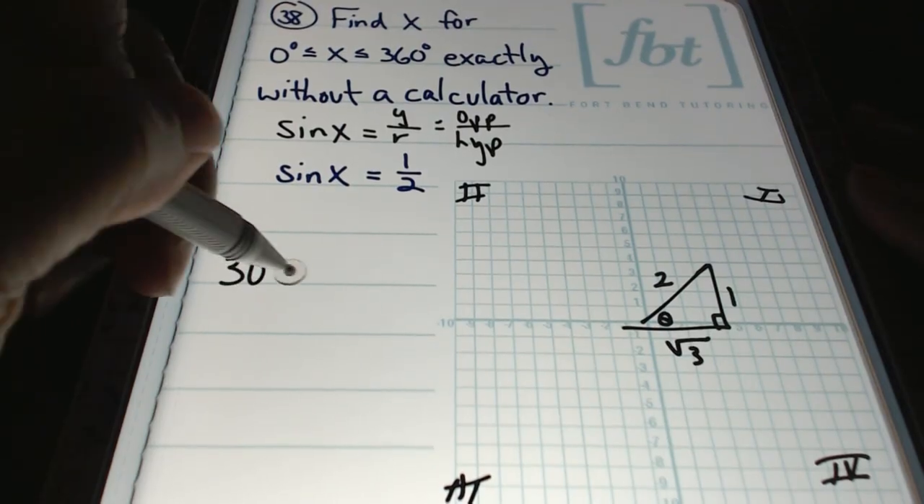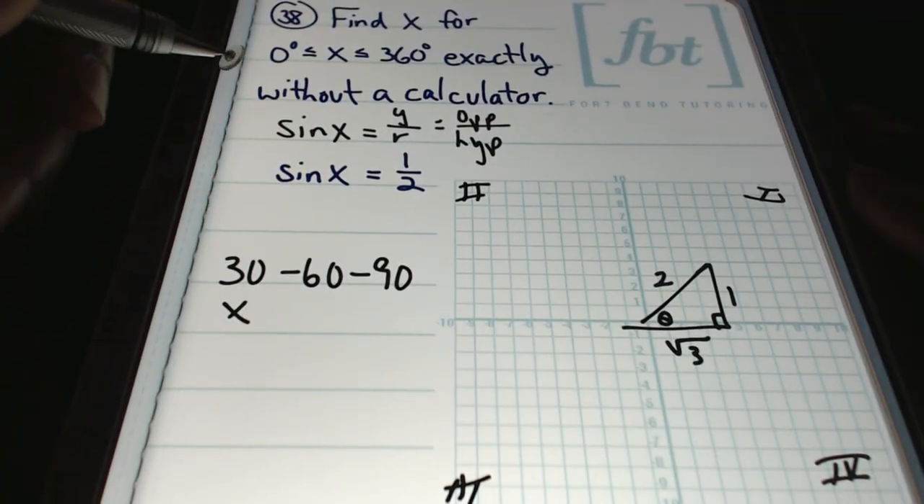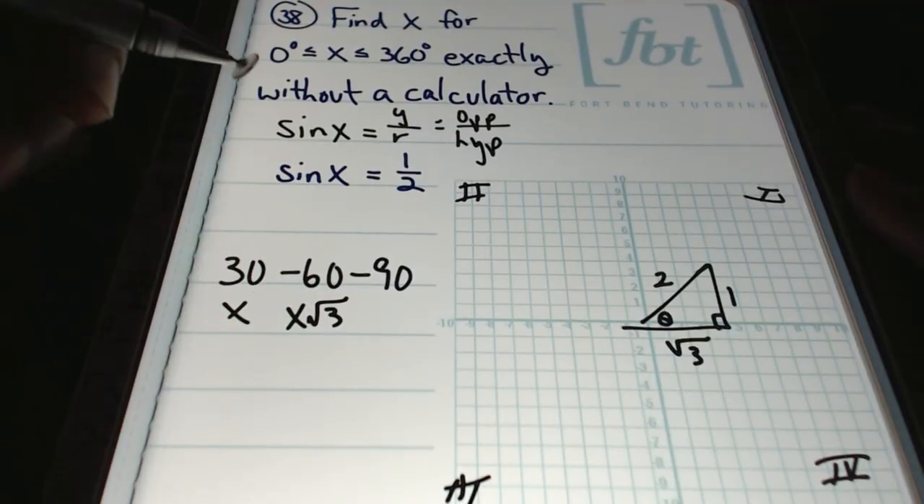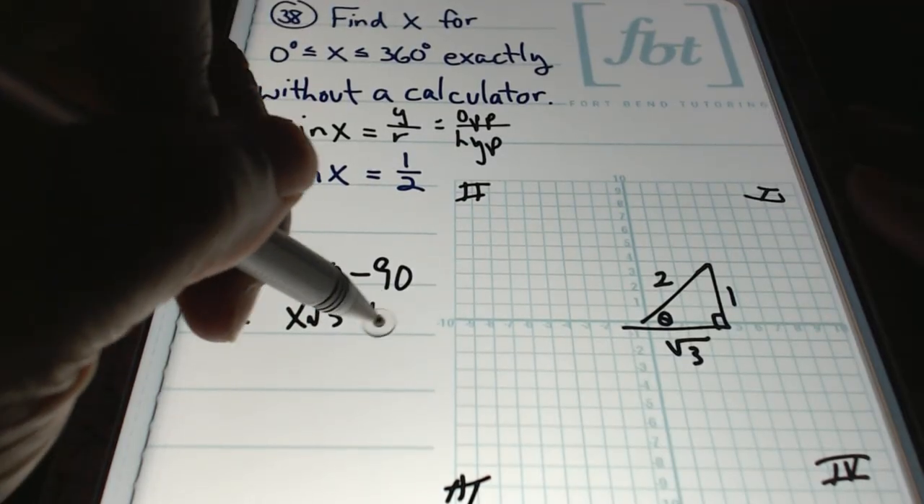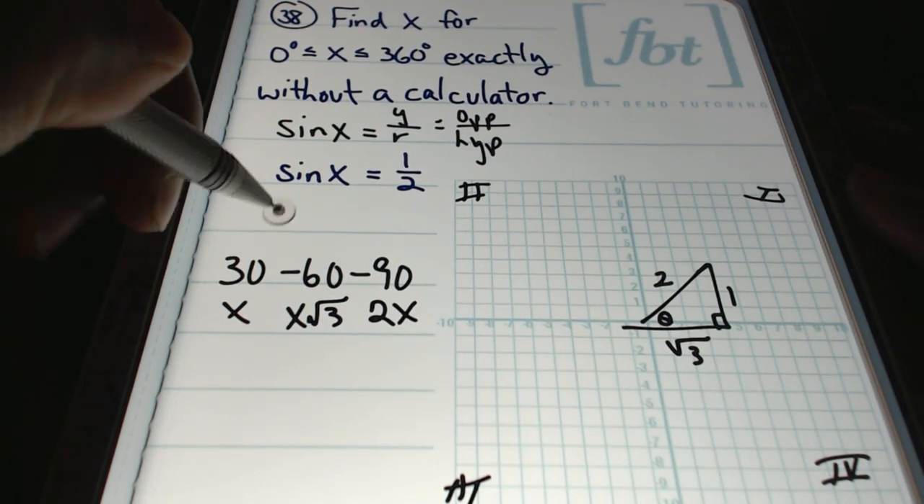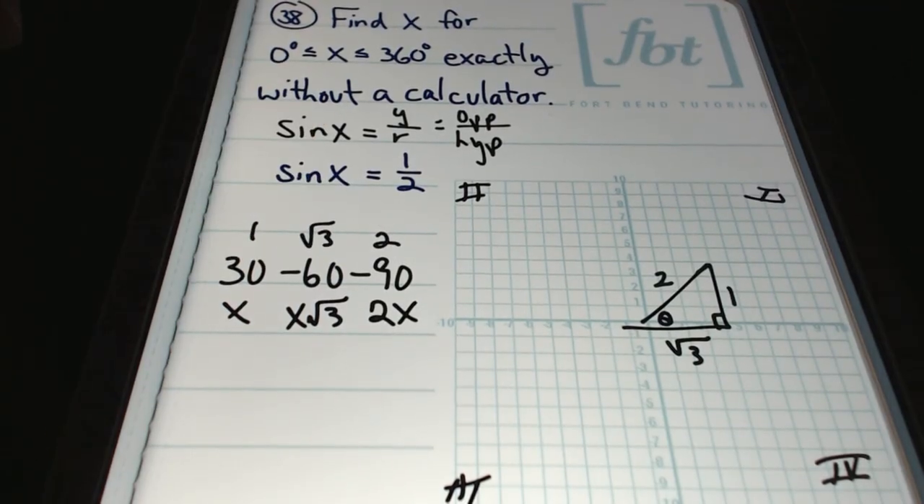A 30, 60, 90 triangle, where if you know that your value of x is for 30 degrees, the 60 degree angle, the side opposite of that would be x times the square root of 3, and the side opposite the 90 degree angle would be 2 times that value of the 30 degree side. Or simplified, it would be 1, square root of 3, and 2 as far as the ratios are concerned. So using special triangles, we can go ahead and identify what this is.